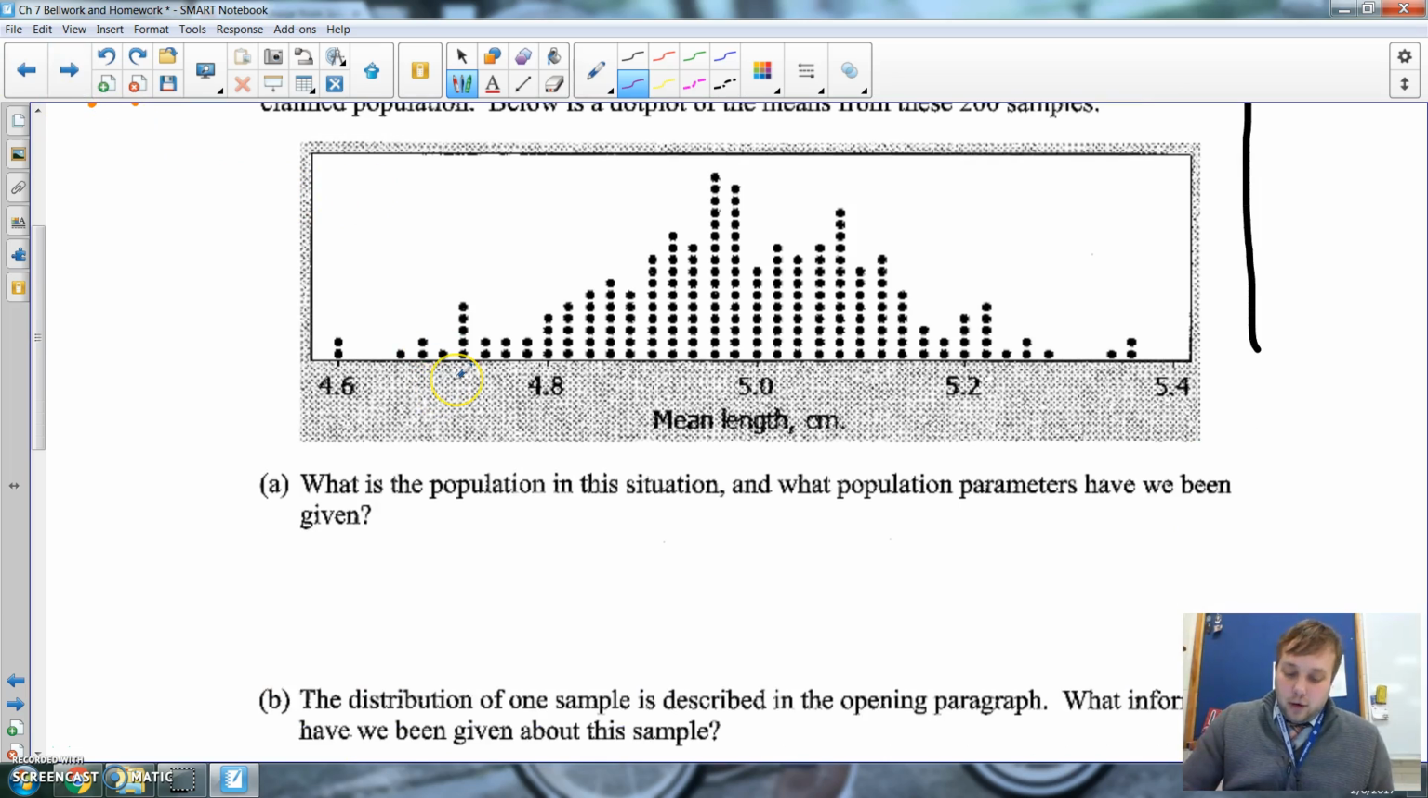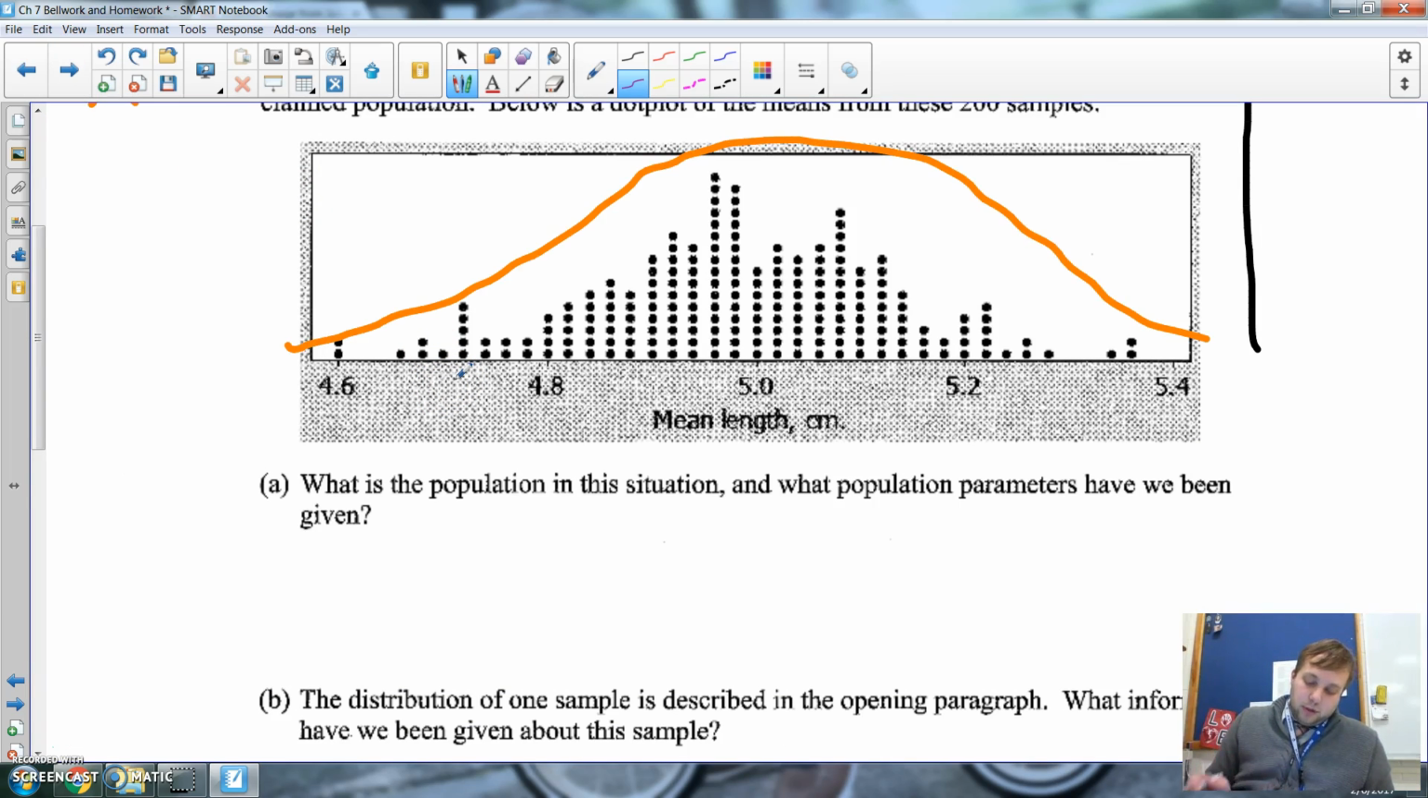Alright, so this is what my simulation has gathered. I'm assuming it's roughly normal. What is the population in this situation, and what population parameters have we been given?